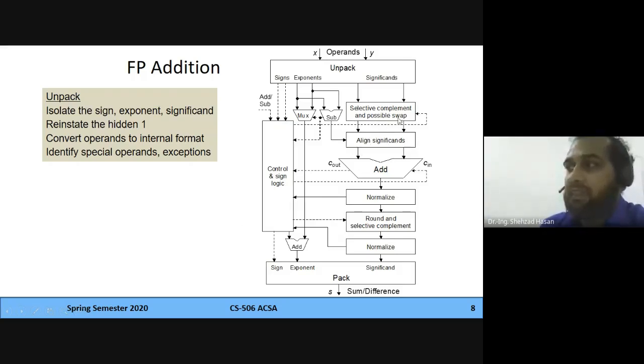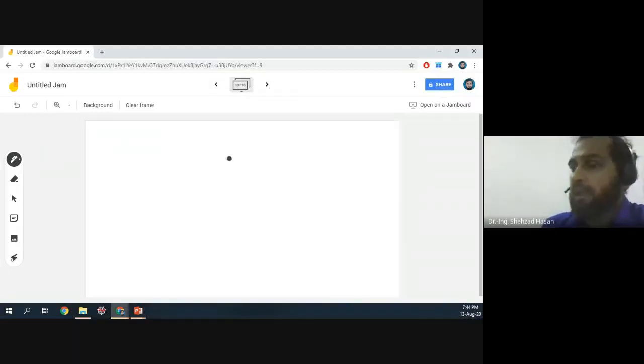And you have to align the significand depending on which one is smaller. To make things simple, if we have two numbers x and y, we don't know which one is smaller. For the smaller number, we have to reduce its magnitude. We have to shift it.